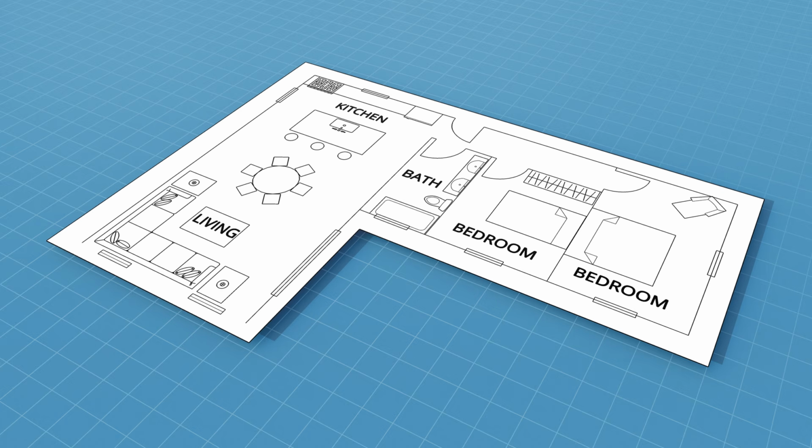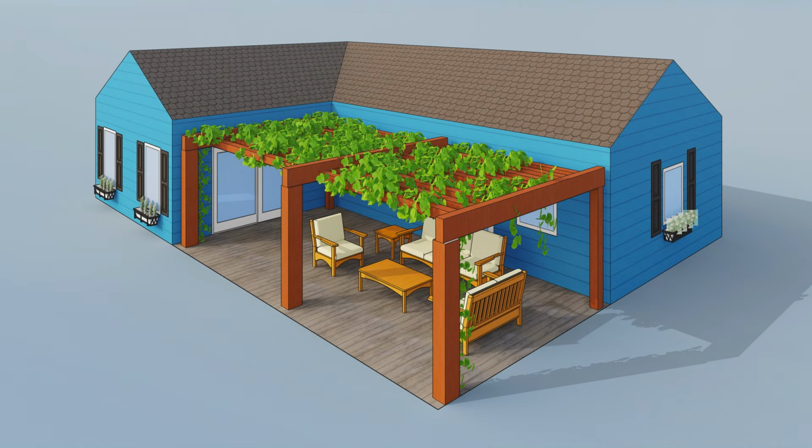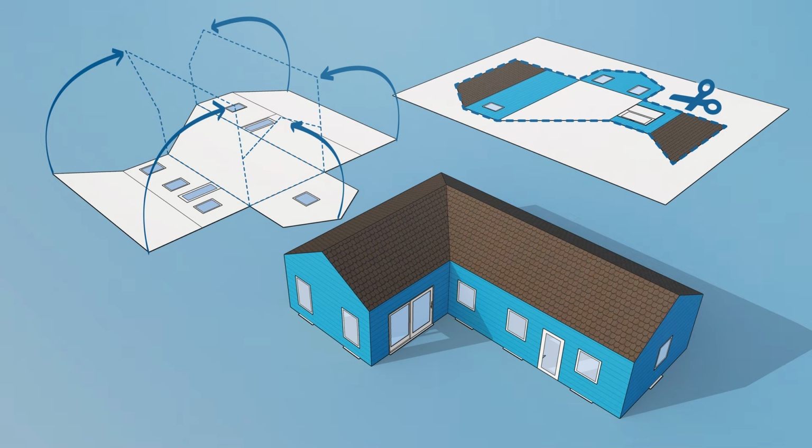You can move on to part 2, which is turning 2D into 3D, where we'll create a 3D exterior file. And then in part 3, we will print out that 3D file as a paper cutout.